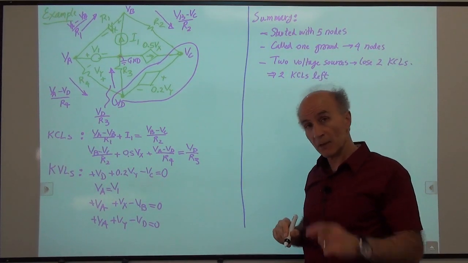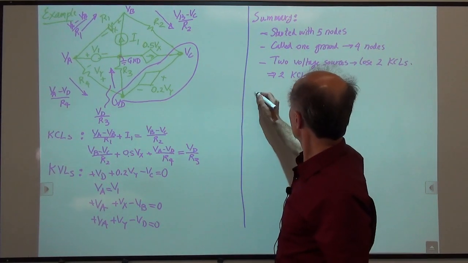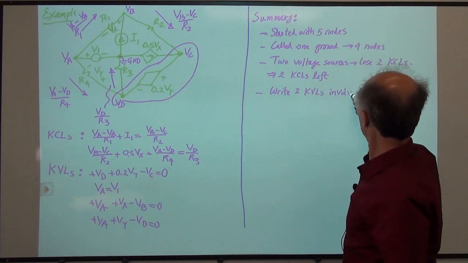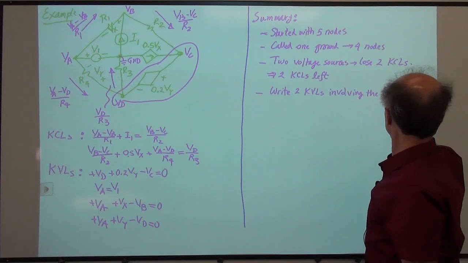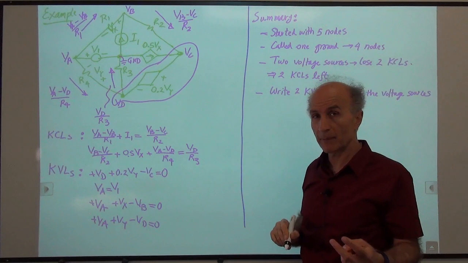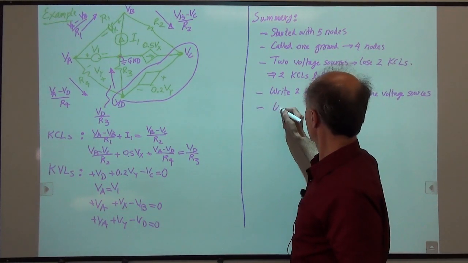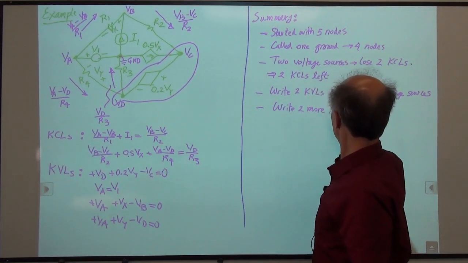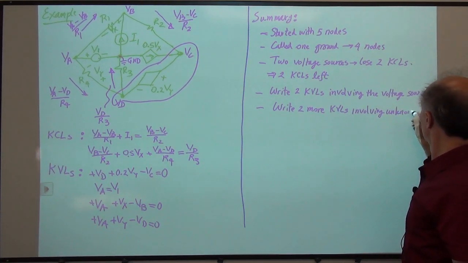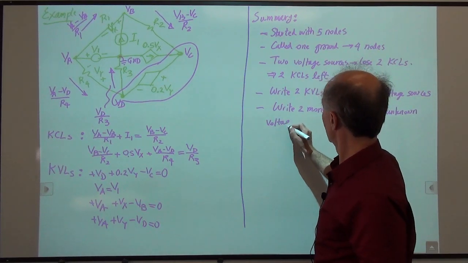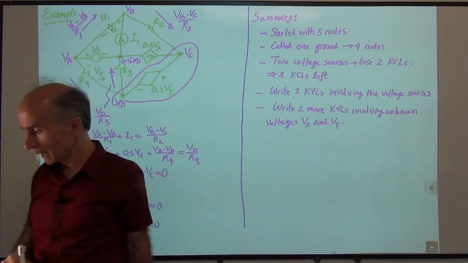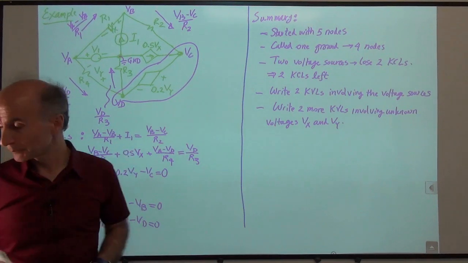All right. So because we have 2 voltage sources, we have to write 2 KVLs involving the voltage sources. Okay? And then because we have 2 more unknowns, 2 controlling parameters, we have to write 2 KVLs for them as well. So write 2 more KVLs involving unknown voltages Vx and Vy. Okay? So all of these steps take us to the point where we have all of the equations that we need. All right, very good.